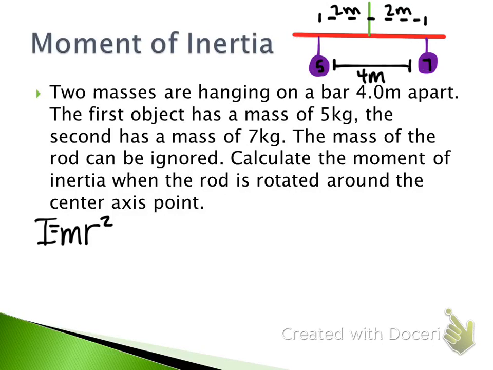For the 5 kilogram mass, it would be 5 times 2 squared. And for the 7 kilogram mass, it would be 7 times 2 squared.